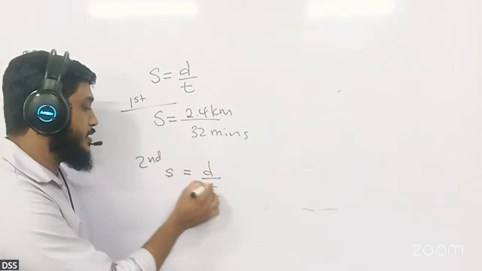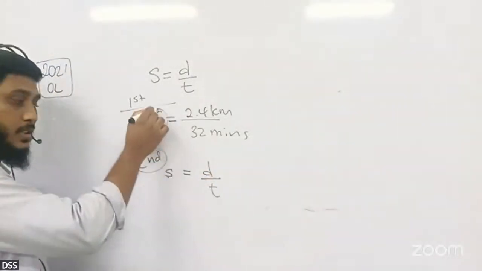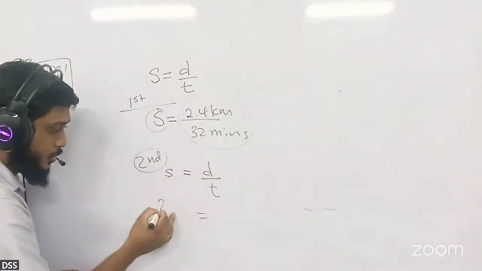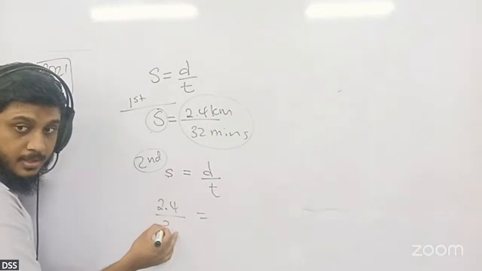Right. Now, speed you can write like this in the first instance. Second instance, what are they telling? They are going at the same speed. Their speed is the same. This speed is equal again to distance over time. Careful, listen. Second instance, what am I going to do? Speed is the same. For this speed, what can I put? I can put 2.4 divided by 32 kilometers.